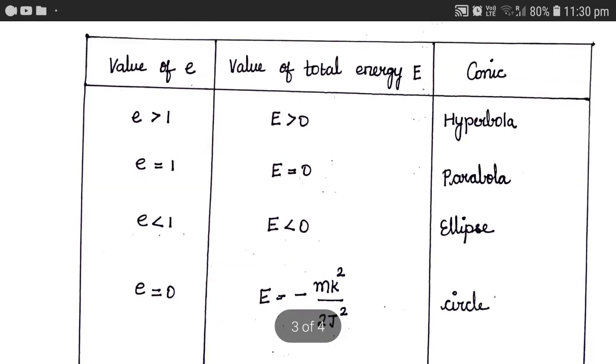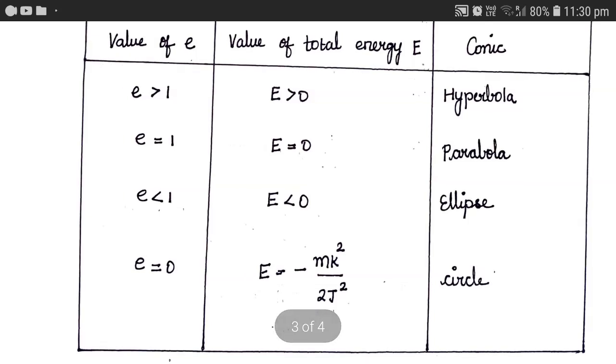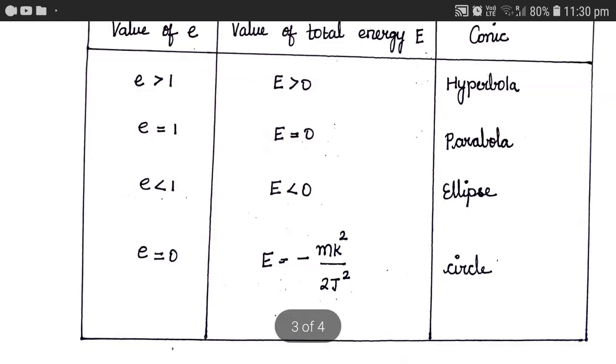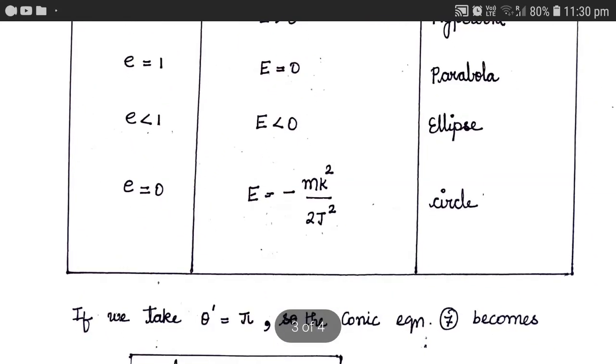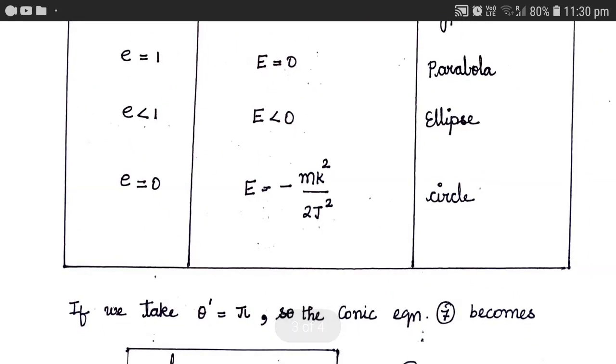So this has been tabulated here. If E is greater than 1 and the energy is greater than 0, the conic we get is the hyperbola. If the value of the eccentricity E is equal to 1 and the total energy is equal to 0, then we obtain a parabola. And if we get the eccentricity less than 1 and the total energy is less than 0, then we get an ellipse. If the eccentricity is 0 and the energy is equal to minus mk square by 2j square, then we get a circle.